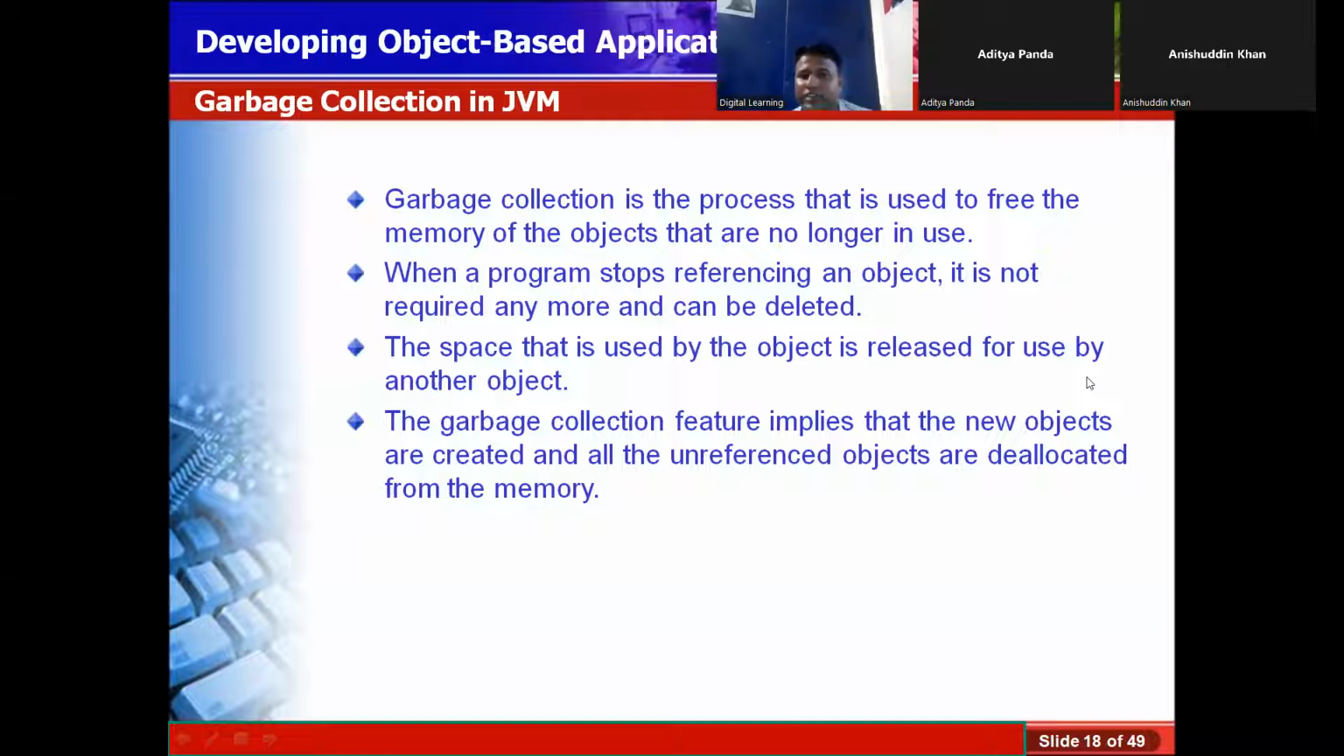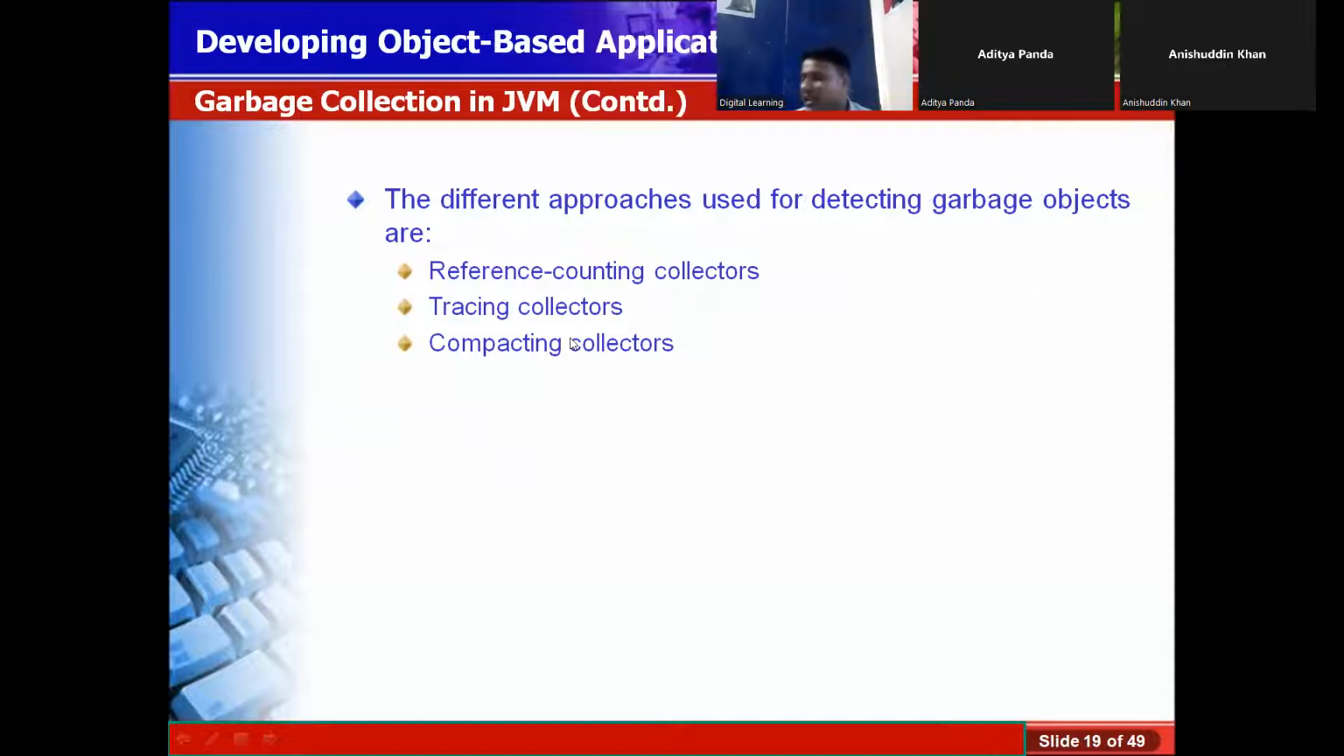The garbage collection feature implies that new objects are created and all unreferenced objects, which are not required anymore, are deallocated from the memory. There are three approaches that we are using for garbage collection: one is the reference counting collector, one is the tracing collector, and another is the compacting collector.